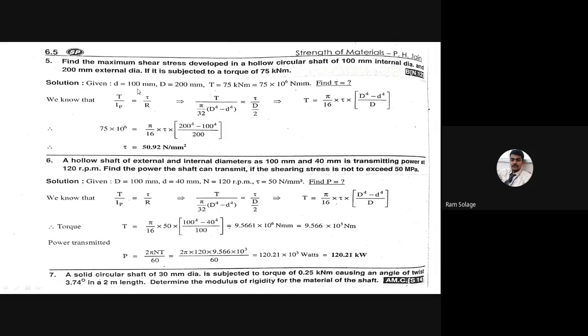D is equal to 100. We have to use DO or DI, or also DO for outer diameter and capital DI for inner diameter. As per your convenience, we can use DO or DI, or some books mention capital D for outer diameter and small d for inner diameter. No problem. Small d is inner and capital D is the outer.